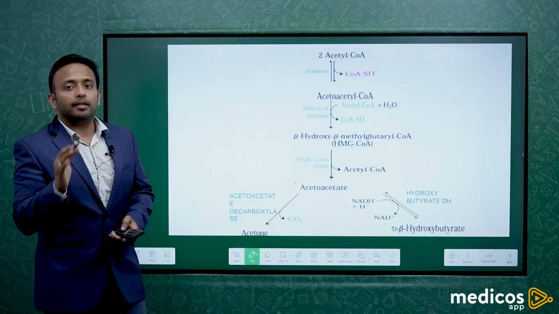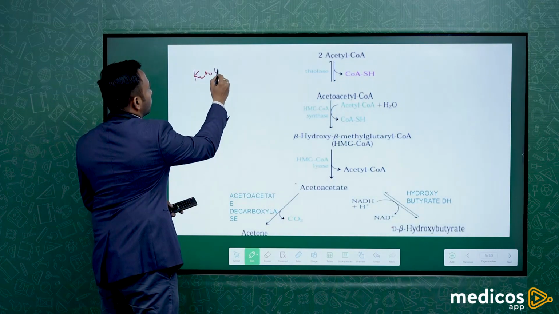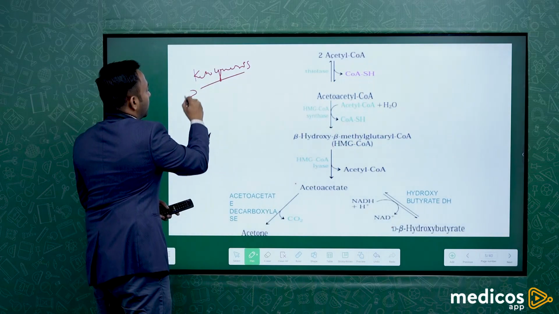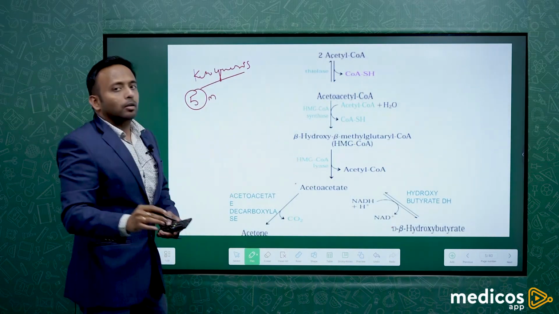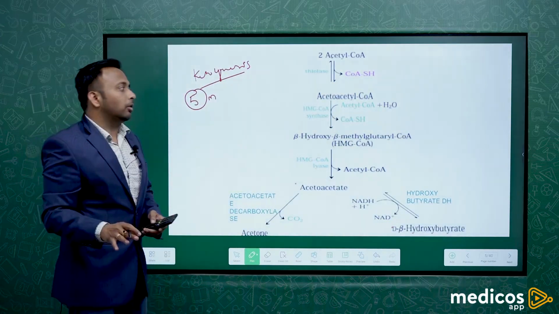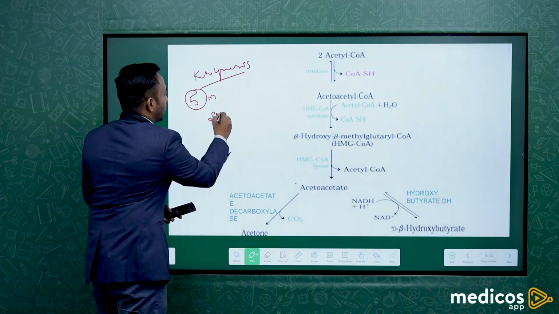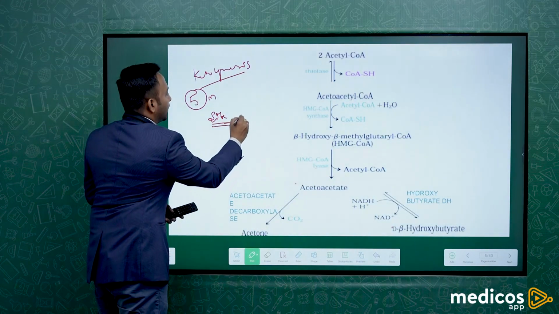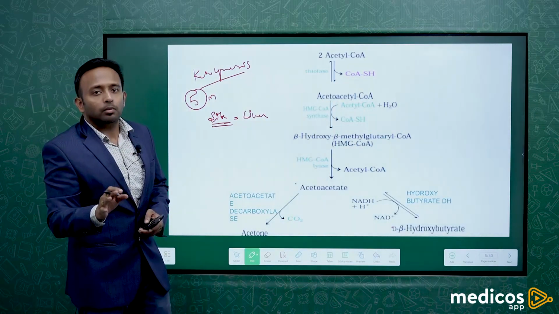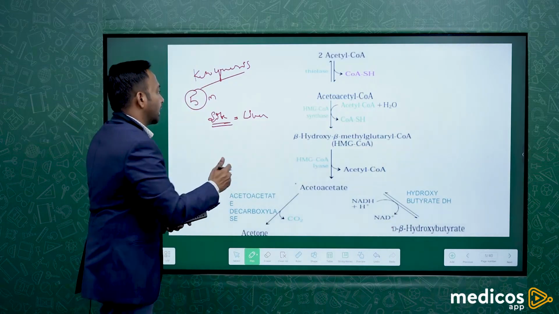Now next, when we see the synthesis, that is ketogenesis, this is an important exam question which is a 5 mark question. They will ask you to write the pathway of how ketone bodies are synthesized. Before we go into that, we should always know 2 things. What is the site? The site is majorly the liver. Liver is the only organ capable of synthesizing ketone bodies. In the liver, what is the site?